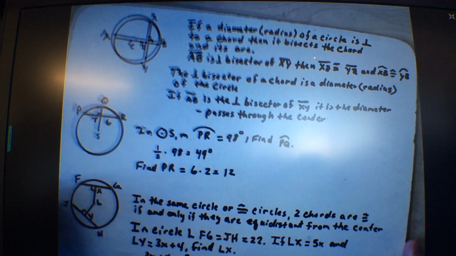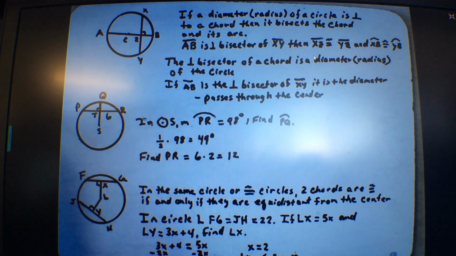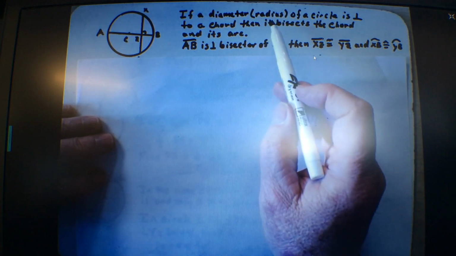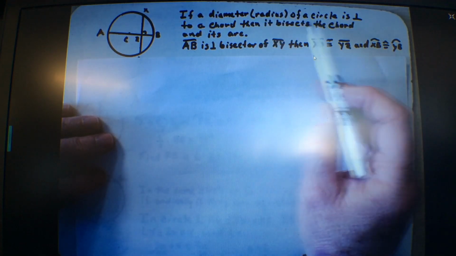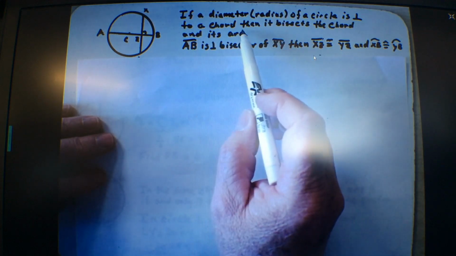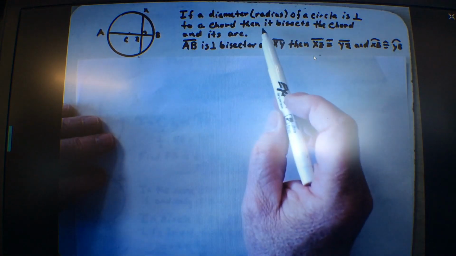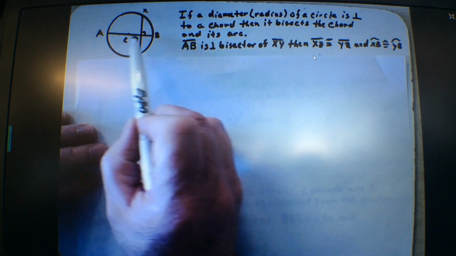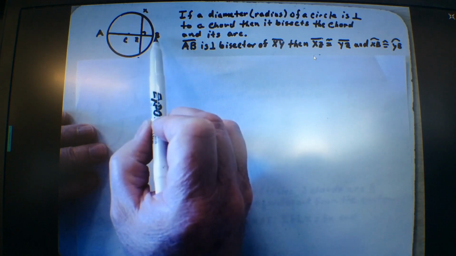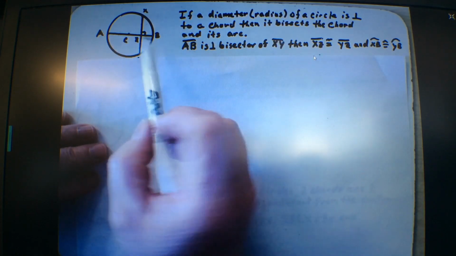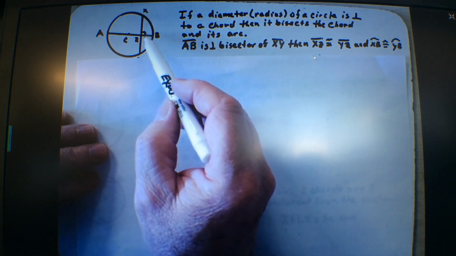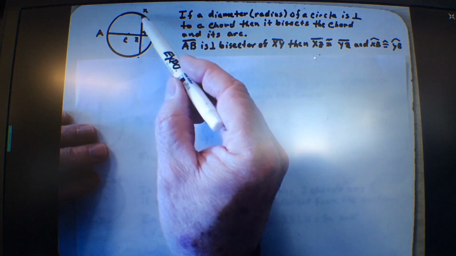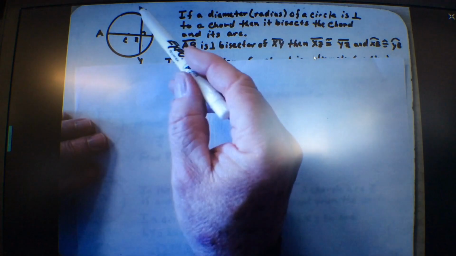All right, let's go to the second part of this. If a diameter or radius, it can be either one, of a circle is perpendicular to a chord, perpendicular means it forms a right angle, then it bisects the chord and its arc. So what we're saying is if this diameter, and it could be a radius, it could be radius CB, but in this case it's diameter AB, is perpendicular to this chord, any chord drawn, then it does 2 things. It bisects this chord, which is XY.